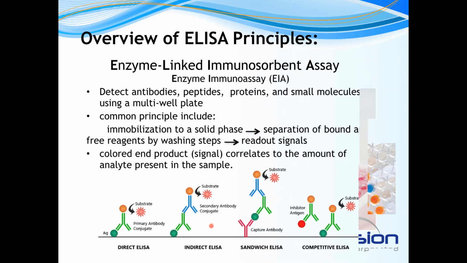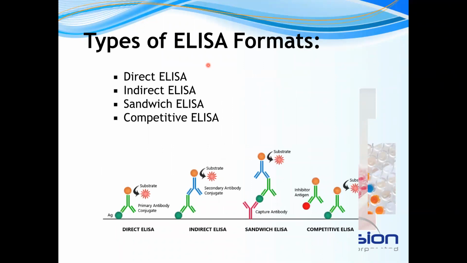So commonly, there are 4 different kinds of ELISA available in the market. They are classified into direct ELISA, indirect ELISA, sandwich ELISA, and competitive ELISA. Out of these 4, the main 2 types commonly used by researchers, for diagnostics or for basic research, are the sandwich ELISA and competitive ELISA. I'm going to talk briefly about each one of these ELISA formats.